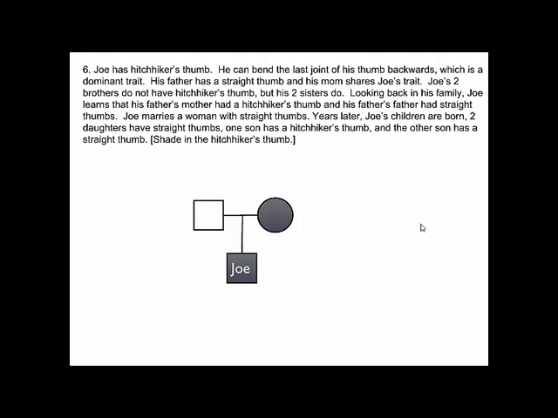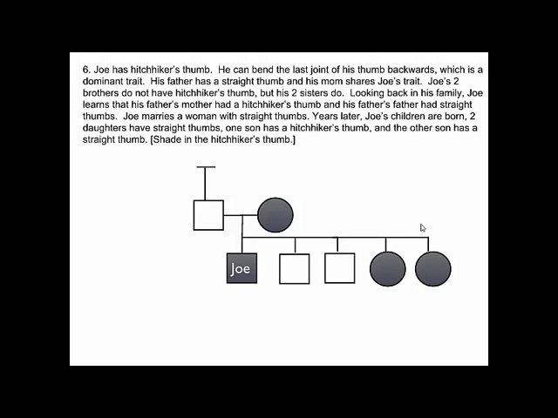Joe had 2 brothers that don't have hitchhiker's thumb, so are they colored in or not colored in? And they're squares, right? Because boys are squares. He had 2 sisters that had hitchhiker's thumb. So they're circles and they're colored in. If you didn't do it in this particular order, it doesn't really matter. Siblings, it really doesn't matter what order you put them in. Typically, it usually goes by oldest to youngest, left to right. But generally, it doesn't matter.